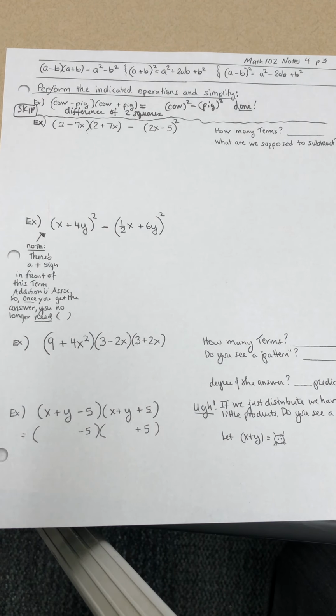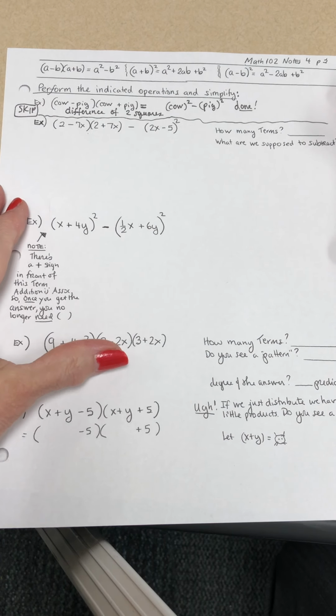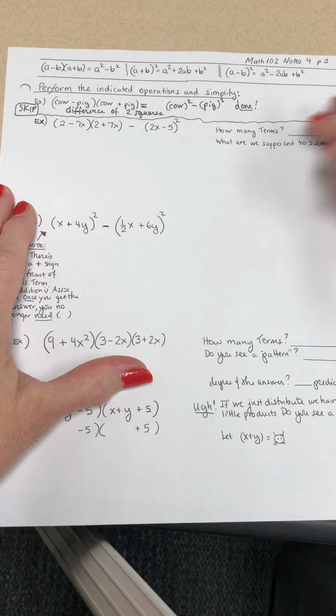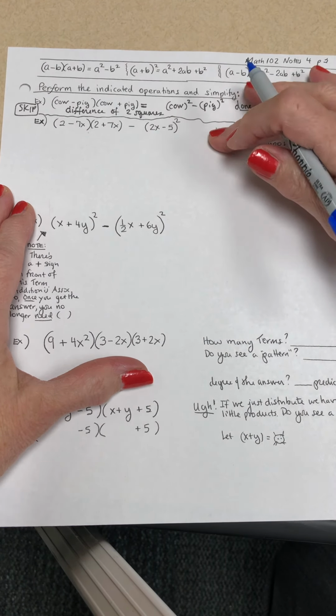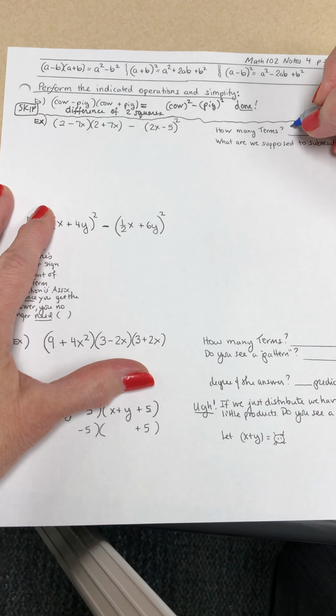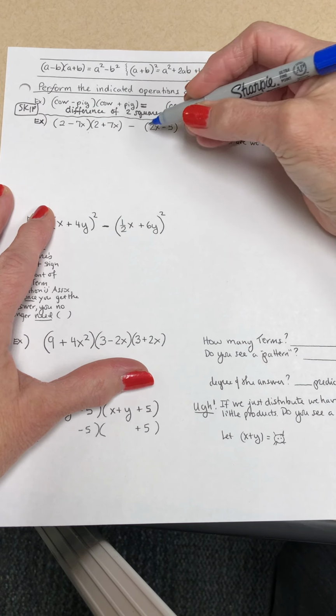All right. Now, we're not going to do easy review problems. We're going to do some larger problems like what will be on your homework. So we want to simplify this problem here. How many terms? Never forget to ask that. There are 2 terms. And what are we supposed to subtract here?